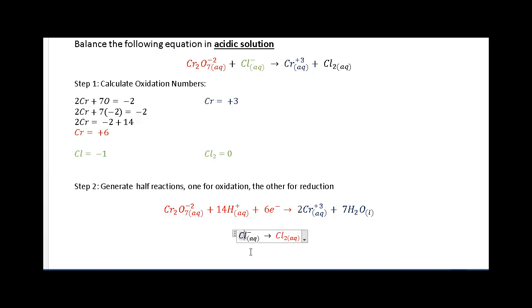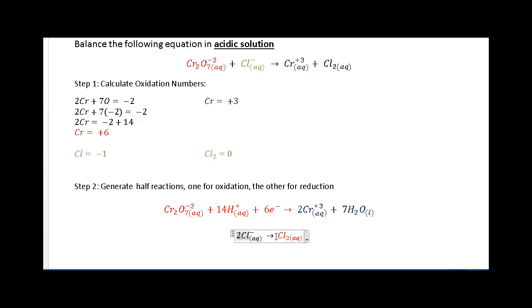First thing we'll do is balance the chlorines. So I'll put a 2 there, and that balances that. And I think that's it. The only thing left is to balance the charge. There's no oxygen that we need to balance with water because we have plenty of water around. And there's no hydrogens that we need to balance with H pluses because this is an acidic solution.